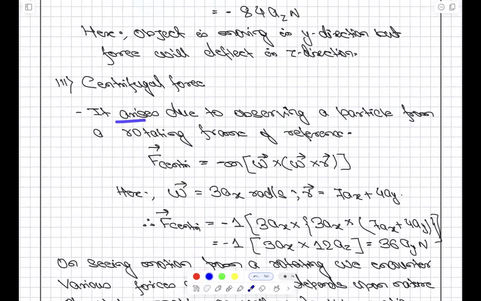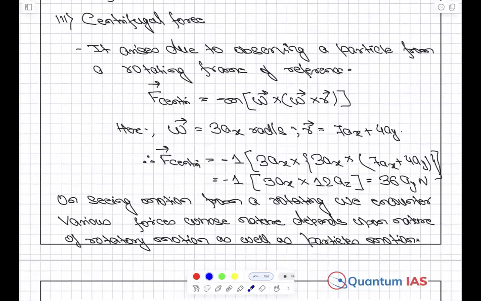Centrifugal force arises due to the observation from a rotating frame of reference. Just put m omega cross r, 3ax. I hope there will be no difficulty in this cross product, right?